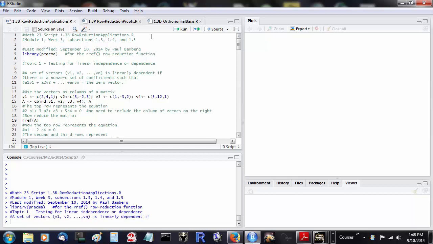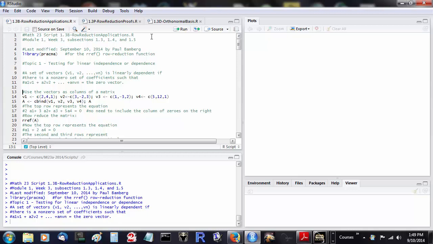We've got a set of vectors v1 through vn, and we want to test whether they are linearly dependent, which means that I can find a set of coefficients, not all of which are 0, so that by applying those coefficients to the individual vectors, I can make the 0 vector as a linear combination.